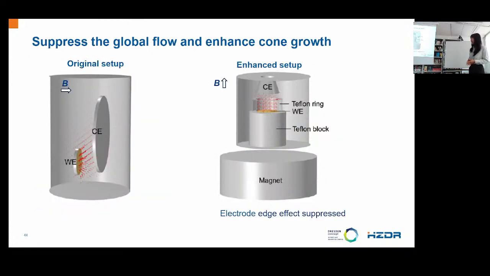So we try to enhance this. We use the enhanced setup. We arrange a Teflon ring around the working electrode. Because Teflon is electrically insulating, the current densities are supposed to enter the working electrode in the perpendicular direction. Then with the perpendicular magnetic field, the Lorentz force should be minimized.